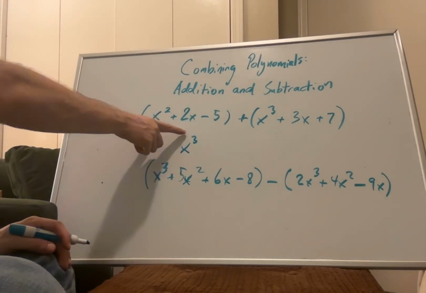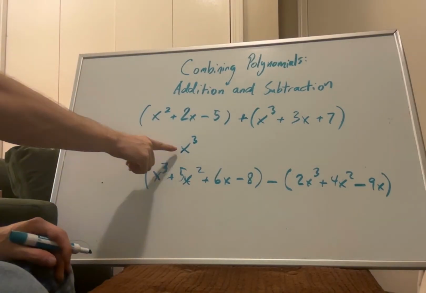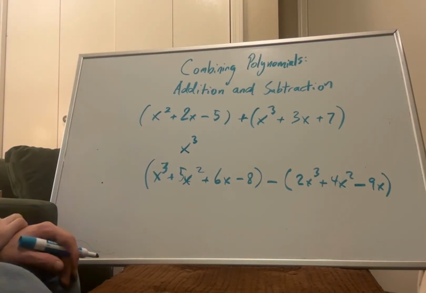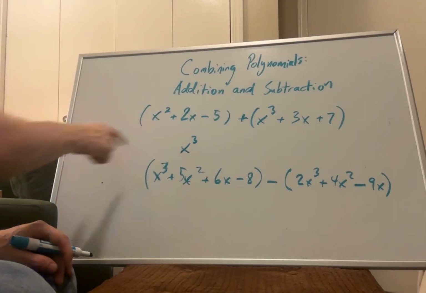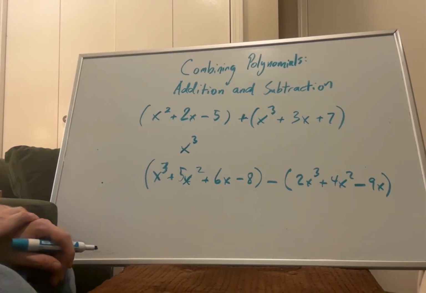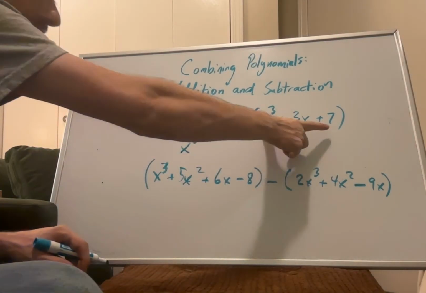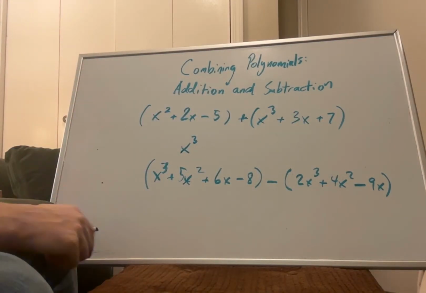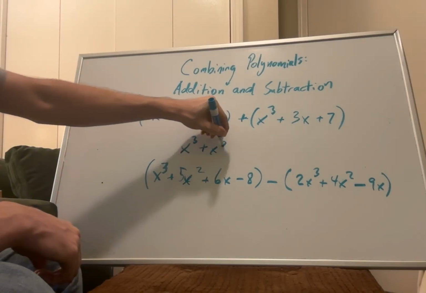Now the reason I jumped to this is the highest exponent we have. So when we want to ultimately write our polynomial in standard form, we're going to want our highest exponent first, so x cubed. Right? Let's now find, right, we have an x squared term in this polynomial. We have no x squared term in this polynomial. So we can actually just go ahead and write x squared here.